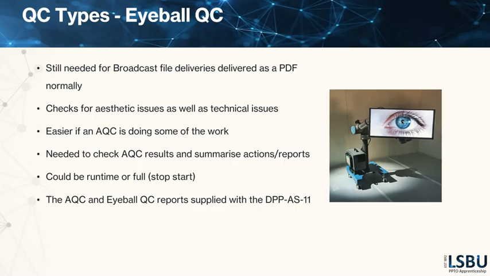So there's still a need for an eyeball QC, definitely. You check for aesthetic issues as well as technical issues. And it's easier if an AQC is doing some of the work. Like I said, you put it in, you wait while it's doing its processing, you can do your visual and oral QC. You need to check the AQC results and summarize any actions or reports. So there could be some kind of fault that it's flagging. So you put that in your QC report and report back the same way as you would with a visual fault, for instance. For DPP AS11 delivery, you absolutely have to complete both, and you have to provide evidence of having completed an automated QC and a human eyeball QC as well.